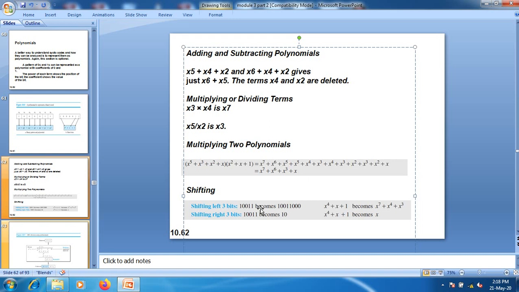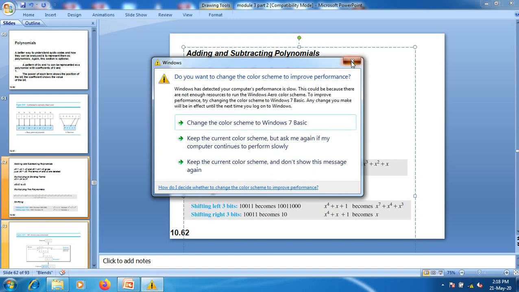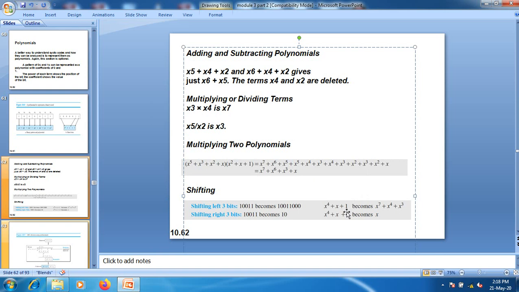Suppose I shift it to the left side by 3 bits, this information becomes 10011000. This information can be represented by x to the power 4 plus x plus 1. This particular expression is multiplied by x to the power 3 here. That is nothing but x to the power 7 plus x to the power 4 plus x cube.